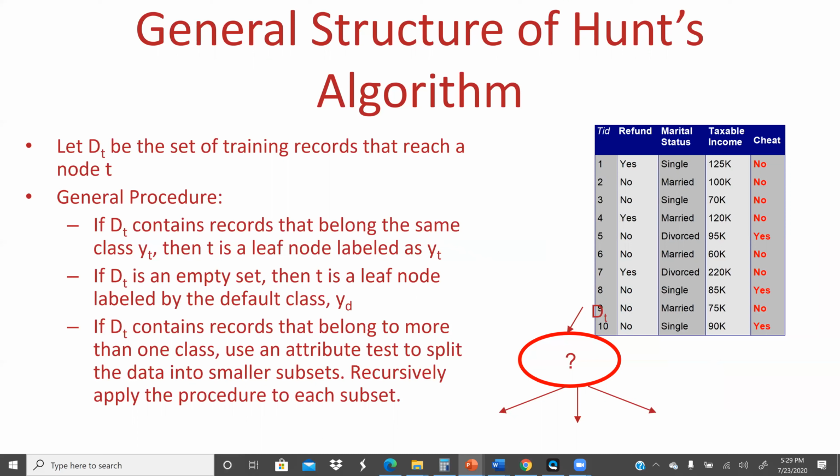So again, this is Hunt's algorithm for decision tree building. If all the data belongs to one class, then we have t as a leaf. And also if the data set is empty, there's no value, which is the second step, then we assign a leaf to the node. Otherwise, if it belongs to more than one class, then we have to use our attribute test concept to make sure we select the right attribute.